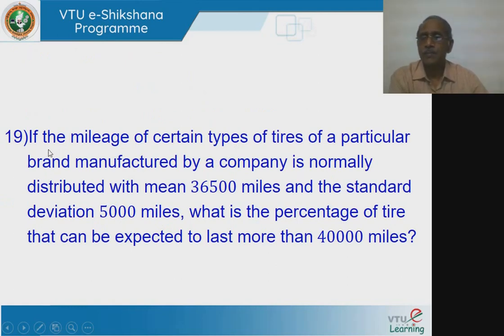Okay, now consider this problem. If the mileage of certain types of tires of a particular brand manufactured by a company is normally distributed with mean 36,500 miles and standard deviation 5,000 miles, what is the percentage of tires that can be expected to last more than 40,000 miles? The mean mu is given to be 36,500 and the standard deviation sigma is 5,000 miles.